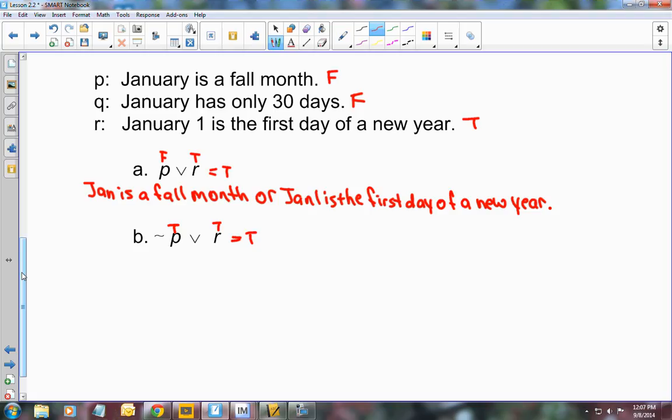So January is a fall month. How would I negate that? January is not a fall month, or R is just regular: January 1 is the first day of the new year.